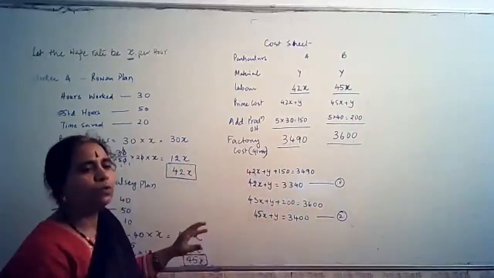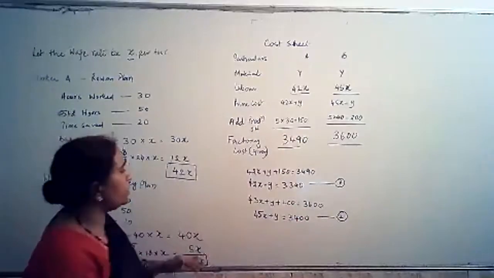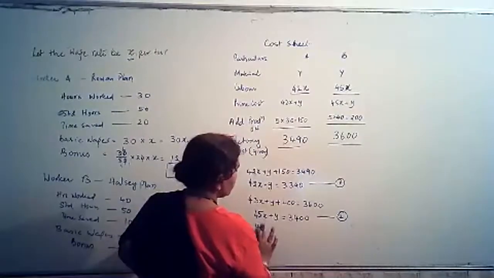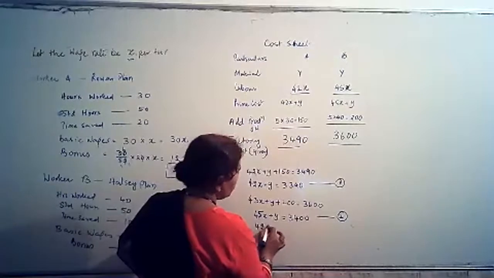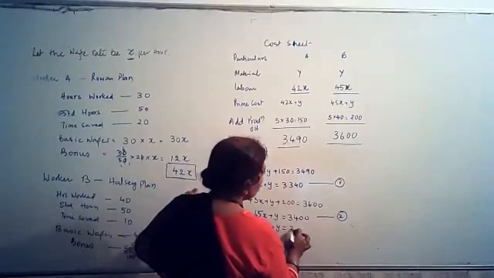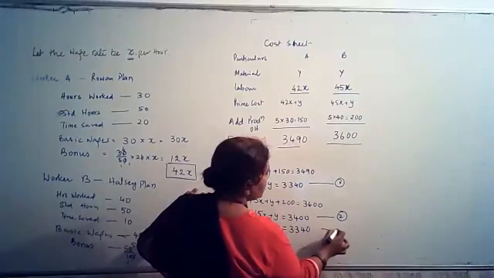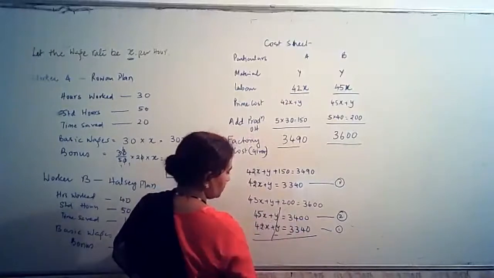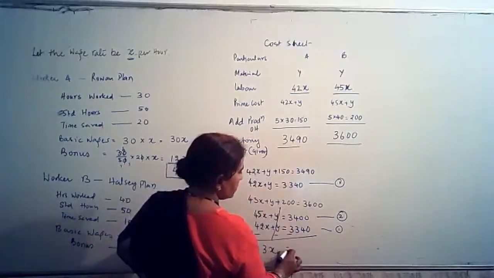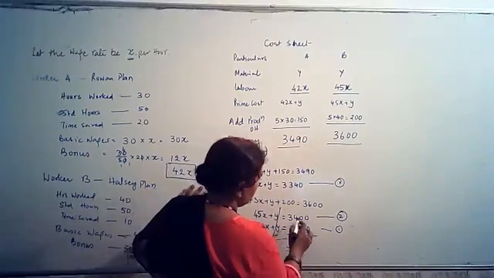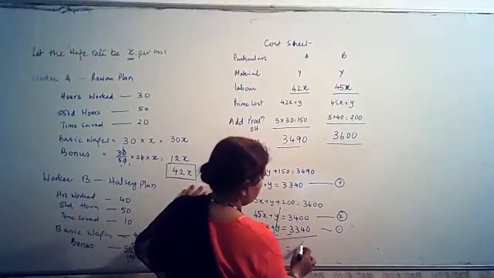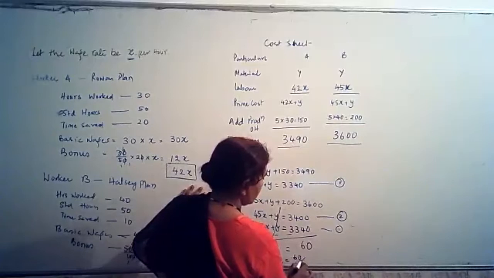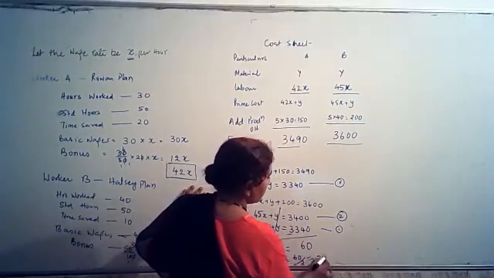Write both of them together and you work out. Subtract one from the other. So I will write below this only the other equation, 45x plus y equal to 3,400 under 42x plus y equal to 3,340. Subtracting one equation from the other, y will go away. I will get 3x is equal to 60. So x is equal to 60 divided by 3, which is nothing but 20.